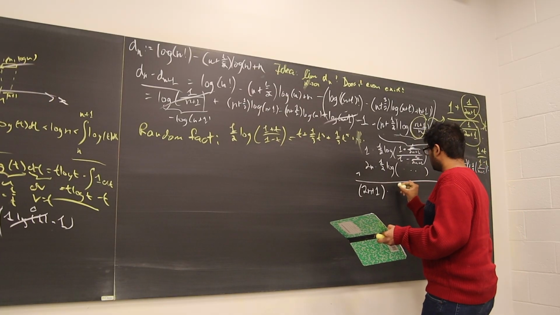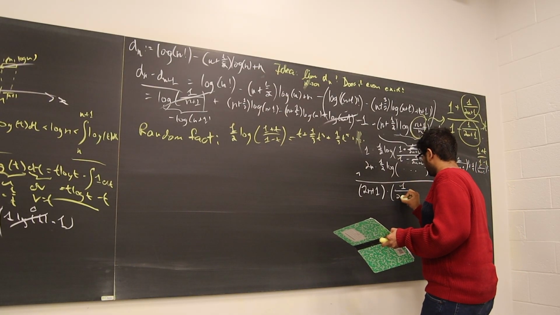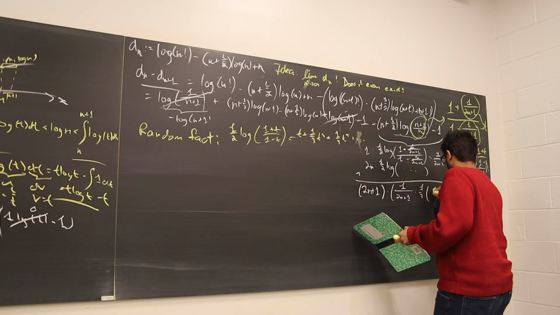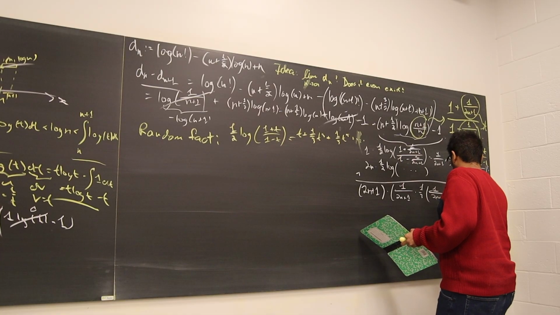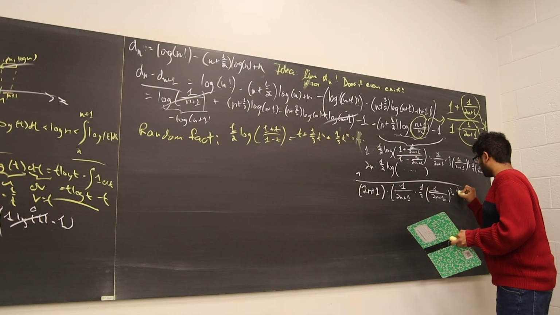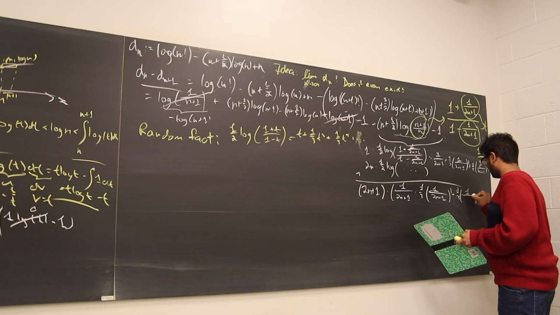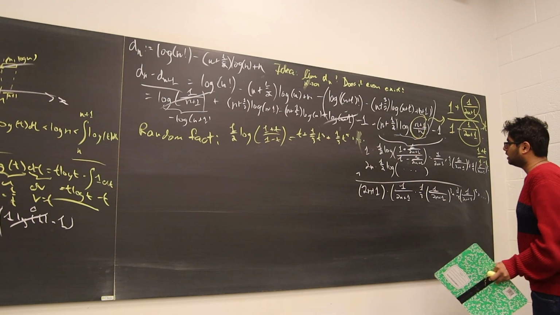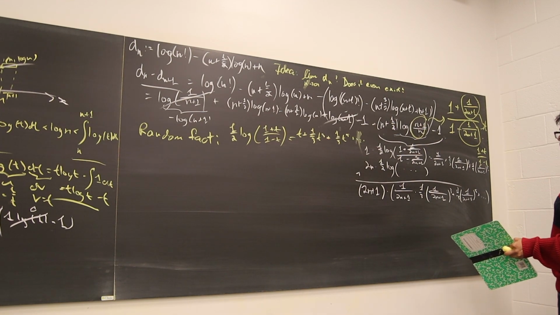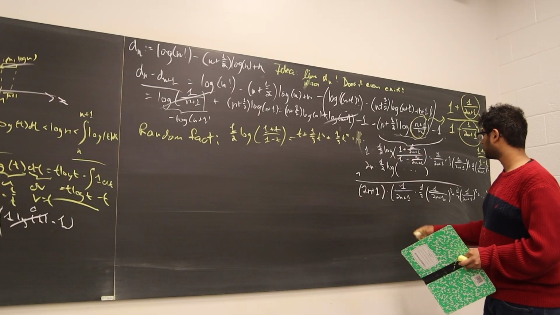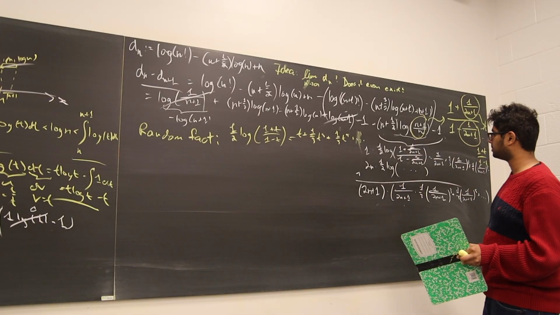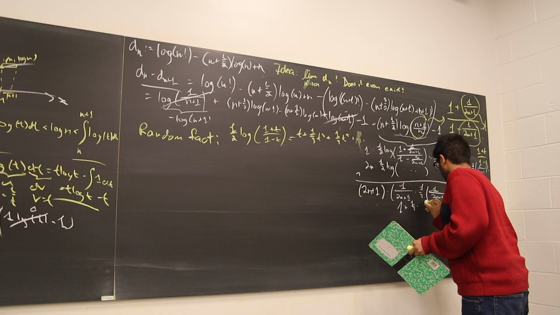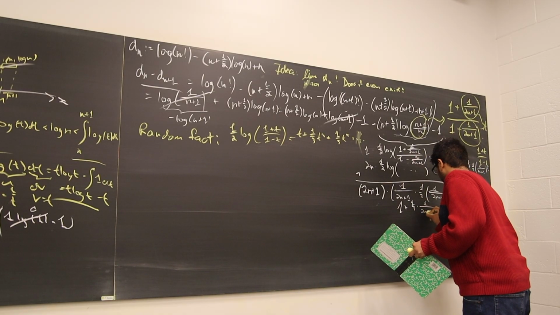Times 1 by 2n plus 1, times 1/3 1 by 2n plus 1 cubed plus 1/5 1 by 2n plus 1 to the 5th plus dot dot dot, and so on. So now some nice things happen. This becomes a 1, so everything just turns up 1 exponent. So we get 1 plus 1/3 times 1 by 2n plus 1 squared.